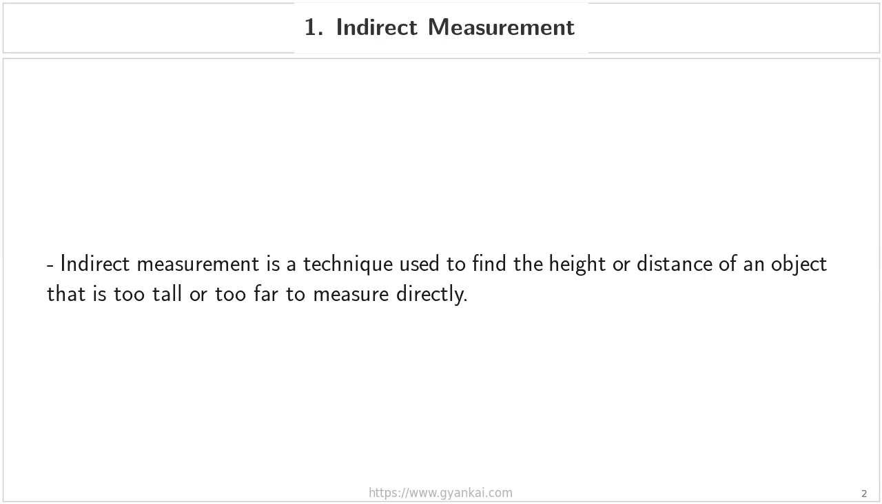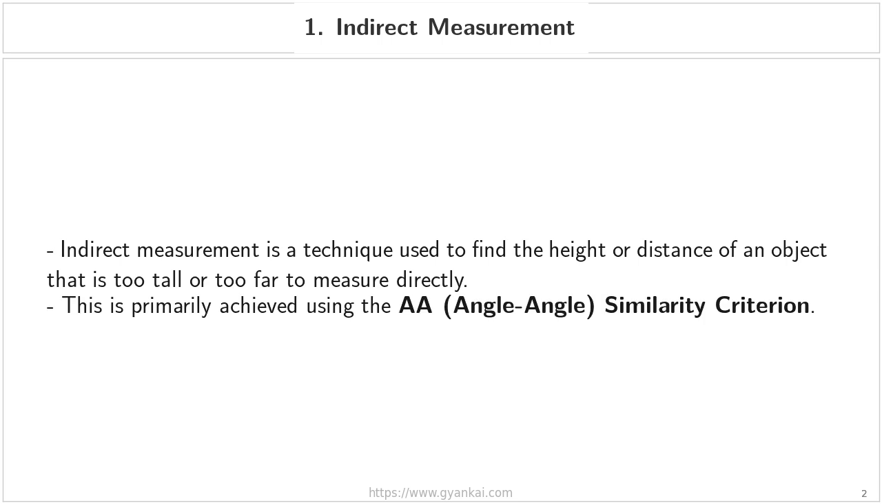It is a clever technique that allows us to calculate the height or distance of objects that are simply too tall or too far away to measure directly. So, how do we do this mathematically? As you might have guessed from our previous lessons, we achieve this primarily by using the AA, or angle-angle, similarity criterion. By finding two angles that are the same between a small object we can measure and a large object we cannot, we can create proportional relationships to find our answer.